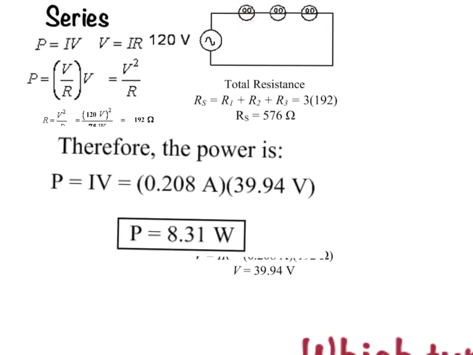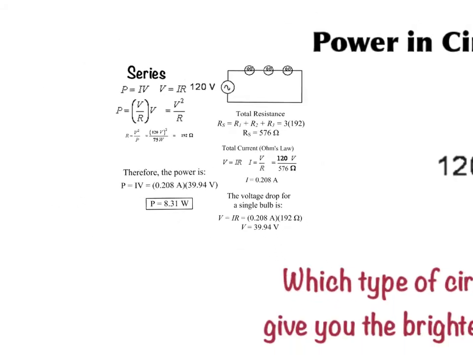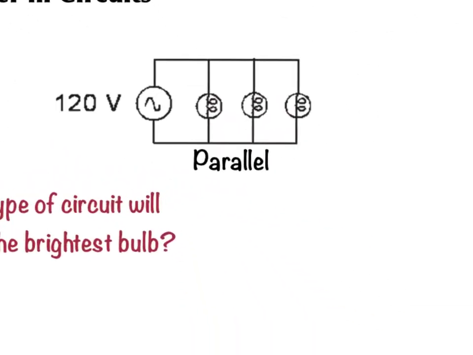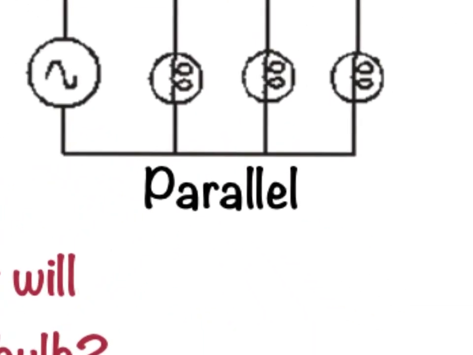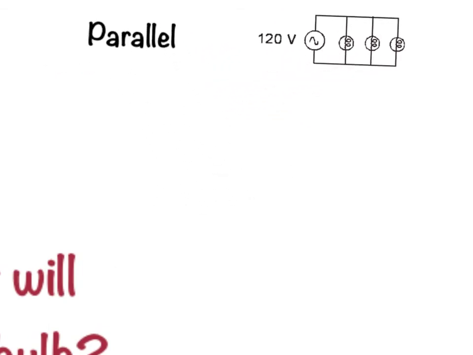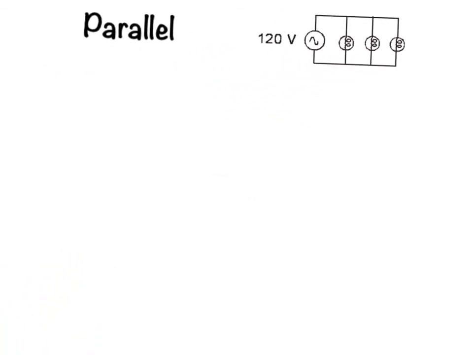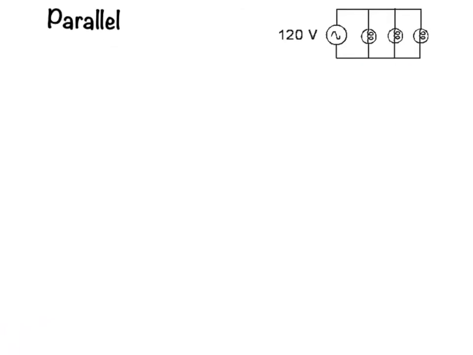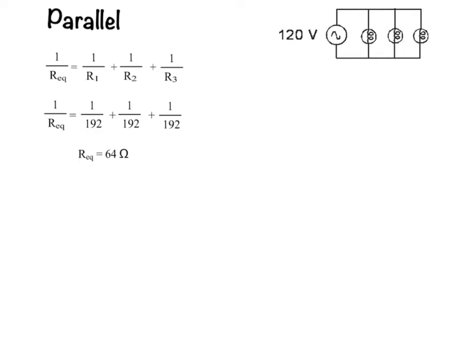Now, let's go ahead and repeat this for when the bulbs are in parallel. Our parallel circuit rules tell us that when these bulbs are connected in parallel, the voltage drop for each bulb is the same. It's going to be 120 volts. The total resistance is less than the resistance of each individual bulb. So applying the resistance rule for resistors in parallel, we find that the total resistance of the circuit would be 64 ohms.